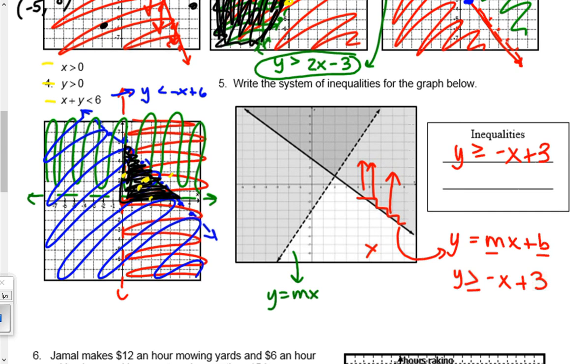So again, I need the slope, I need the y-intercept. Y-intercept's the easy part, that's -3. Slope, again, kind of hard to see on the board, but I think it's going up 2 over 1, so it'll be a slope of 2. Then it has also been shaded up, so y is greater than, but not equal to this time because it's a dotted line. So there's our 2 inequalities for that system. Okay?